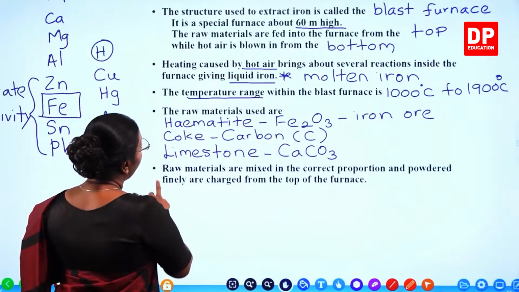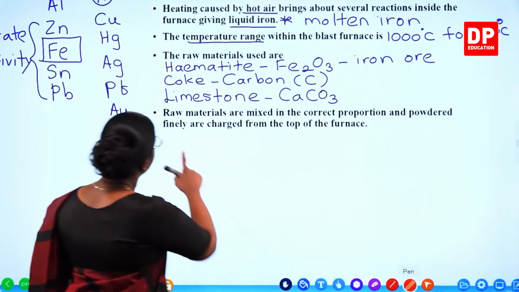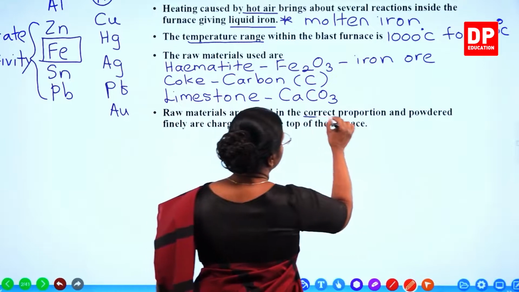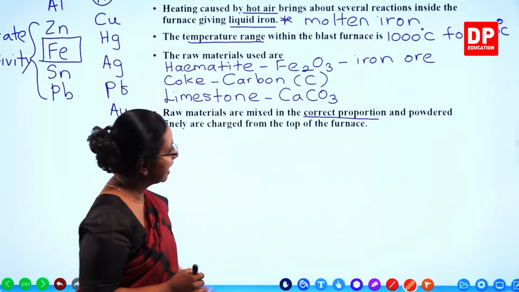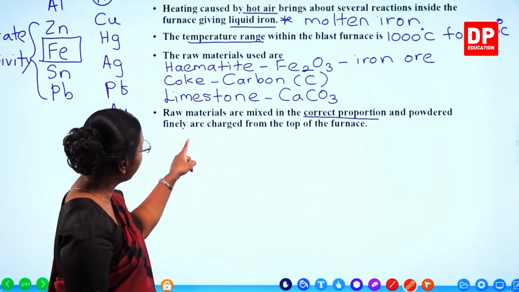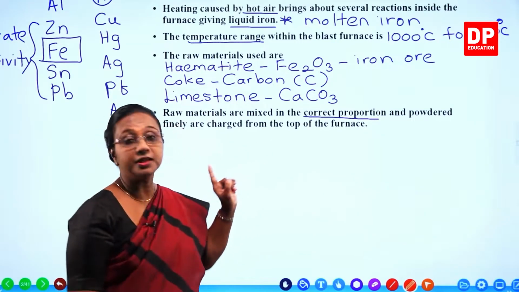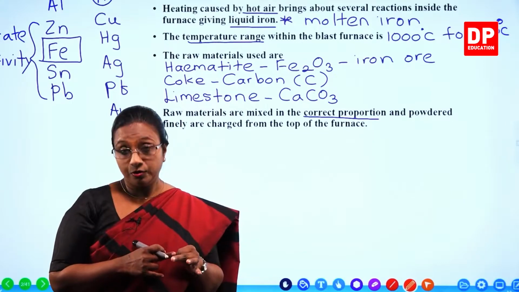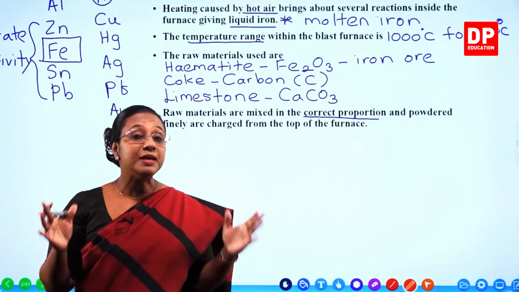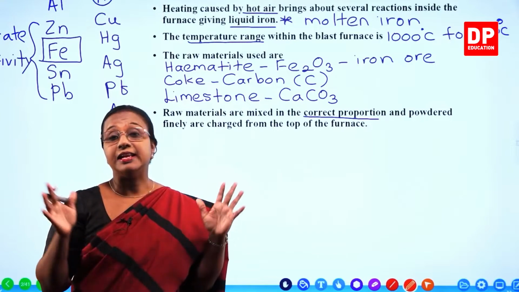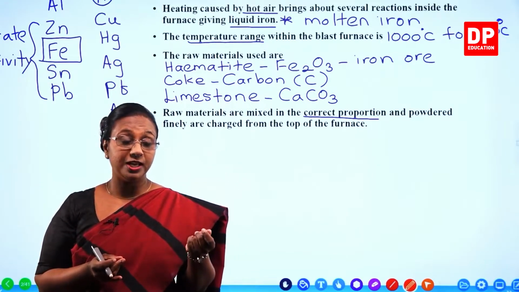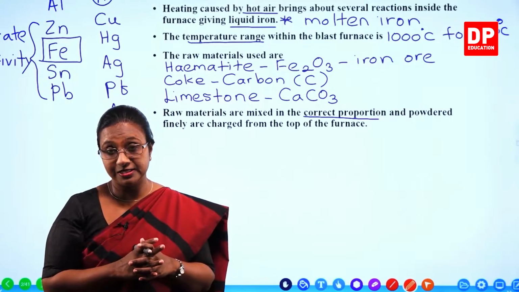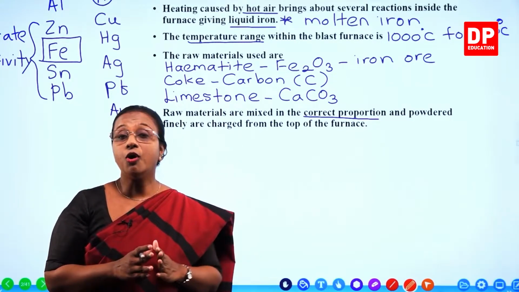So then, all these raw materials are mixed in the correct proportion. Now you can understand this. And powdered finely, they are charged from the top of the furnace. So all these raw materials, hematite, coke and limestone, are mixed in the correct ratio and powdered finely. You all know the meaning of fine powder. And they are charged from the top of the blast furnace so that they can undergo all the reactions.